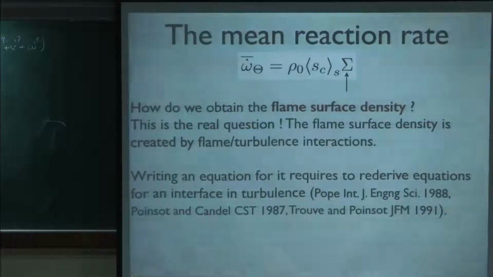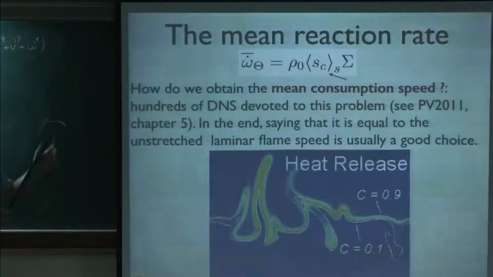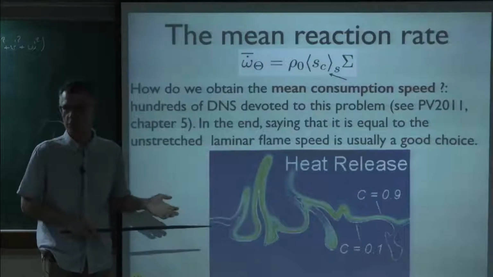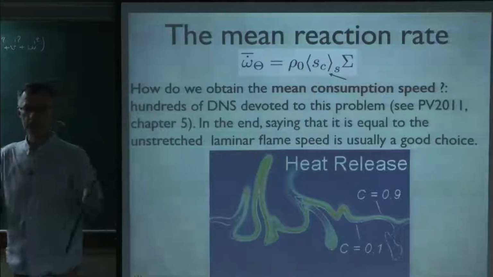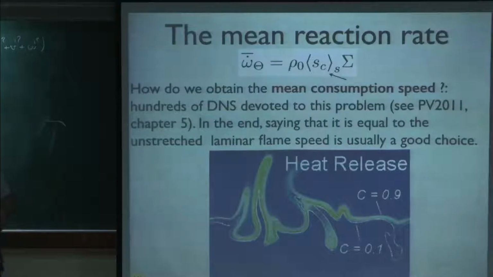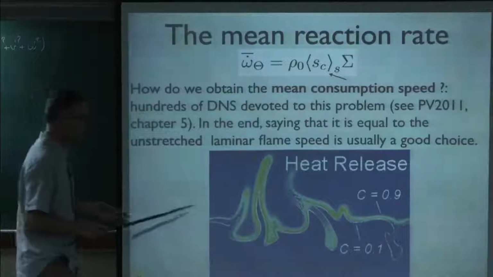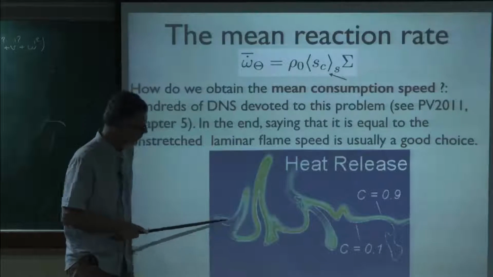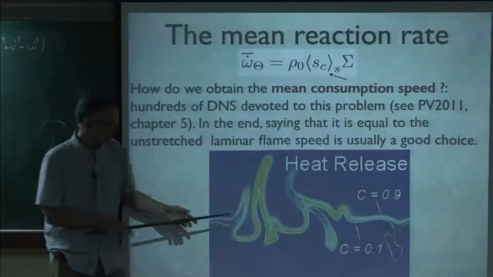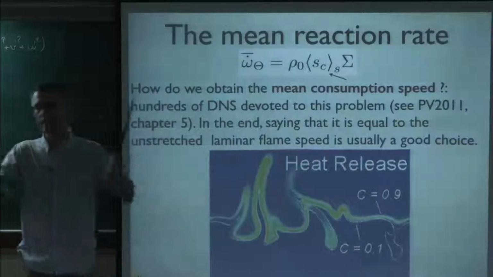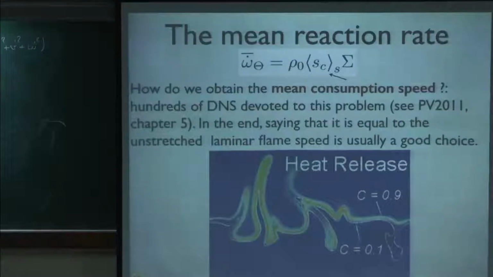Now, the main problem is not there actually. We like to work on the consumption speed because it's easy to write papers when you do that. You do a DNS, you average things along the flame front, and you can say a lot of things, but you don't learn much because the main problem is not to find the speed. The problem is to find the surface. Because the surface is the result of the interaction of the turbulence with the front, and that's much more complicated. So how do you do that?